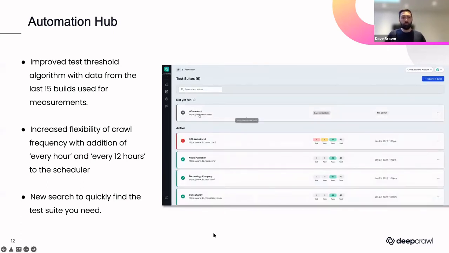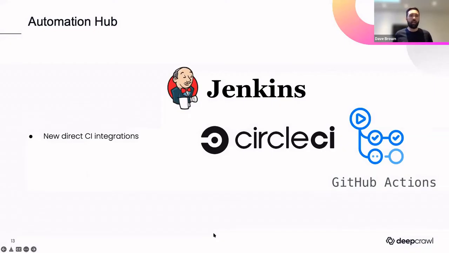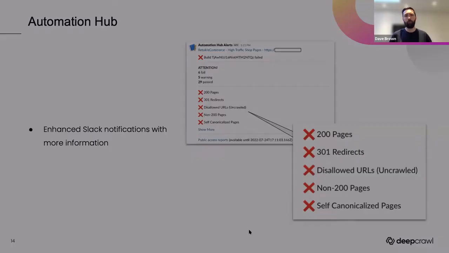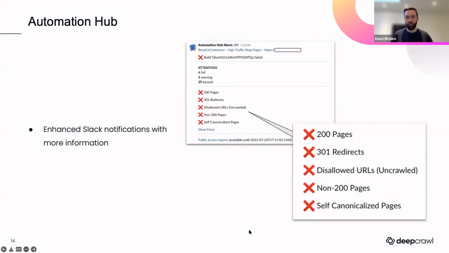The other thing that we've launched recently is Circle CI Orb, a Jenkins plugin and GitHub Actions to basically more seamlessly integrate with a variety of CI tools, which is great. So they're much more out of the box and easier to connect with. And the last piece that we've improved on Automation Hub is the actual notifications that come through via Slack.